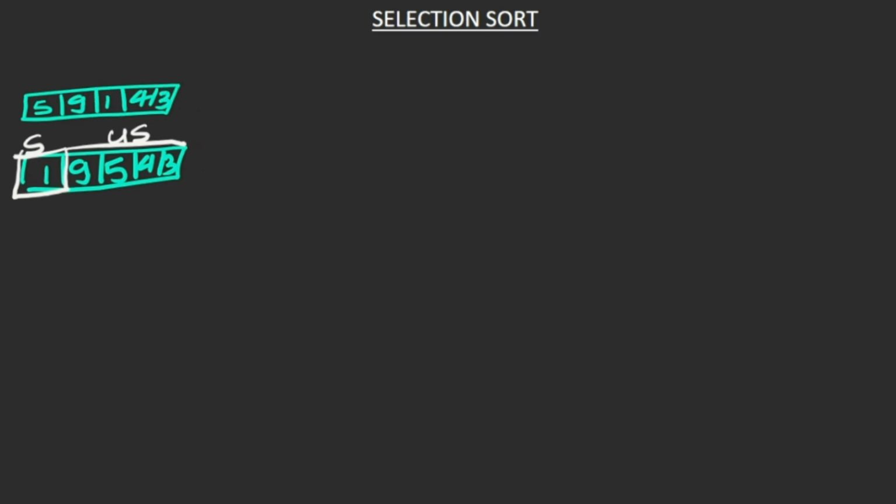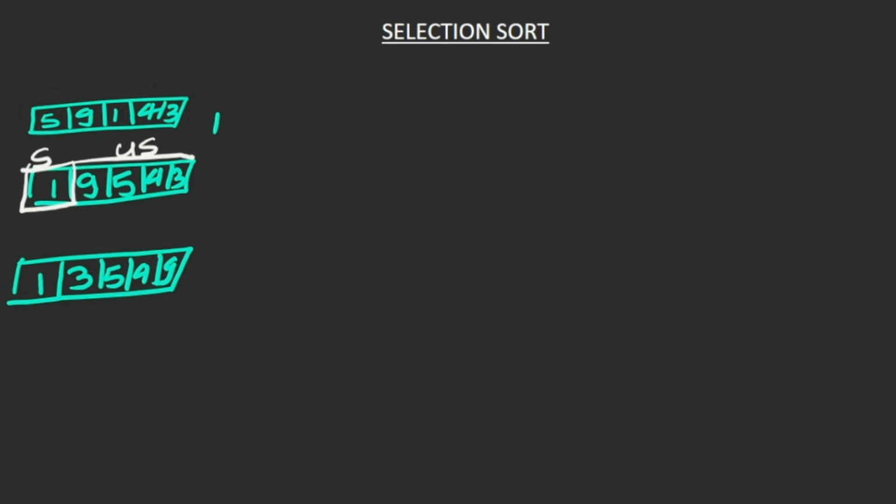Okay. Now again, let's find the minimum in this unsorted array. So minimum is 3, right? So we will swap this with 9. Okay. So after this, our array will look like: 1, 3, 5, 4, 9, right? That was the first pass, and this is after the second pass.